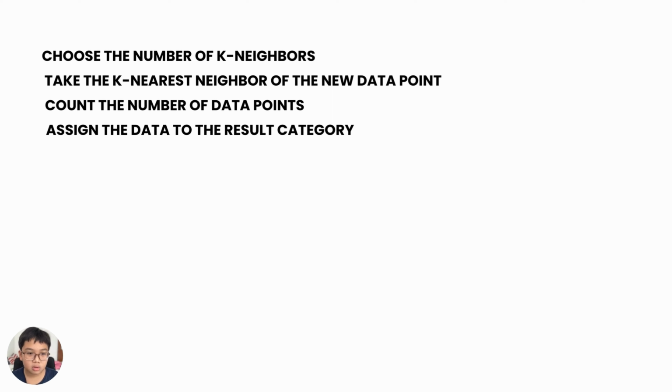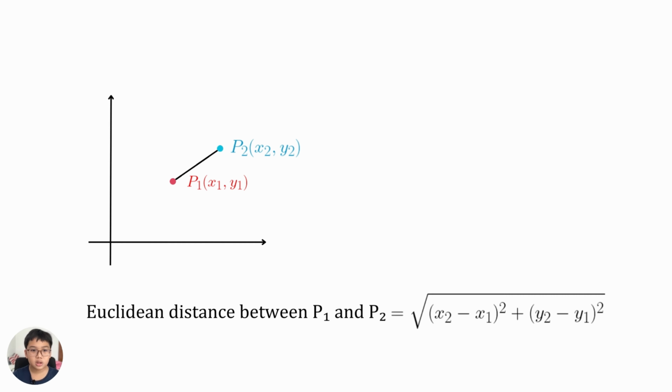Here we could use the Euclidean distance for the K nearest neighbor. The distance between point 1 and point 2 equals the square root of (x2 minus x1) squared plus (y2 minus y1) squared.